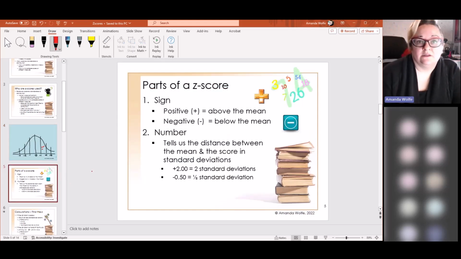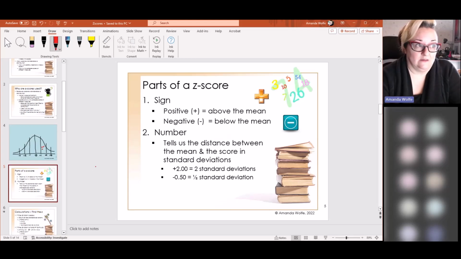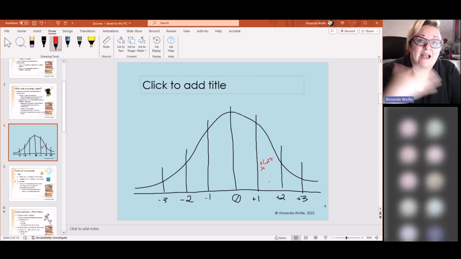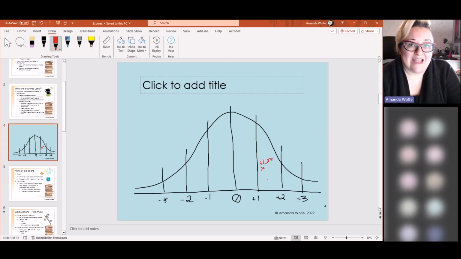The sign tells us whether that score exists above or below the mean. Positive numbers are above the mean, so that would mean that score is higher than the average score for the distribution. And negative numbers mean that it is below the mean, so that score is lower than the average for that distribution. Again, in our example of positive 1.25, I know that is a score that's higher than the distribution's average score.